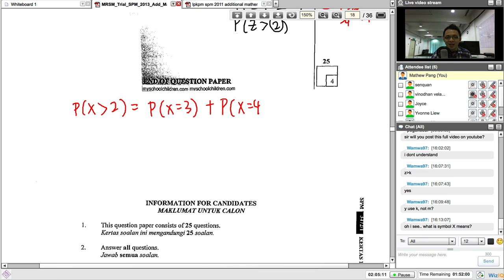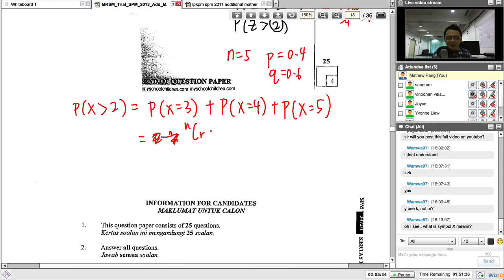Let's say until 5. It means your n equals 5, and p, the probability of happening, equals 0.4, maybe q equals 0.6. And then you change this to the formula, something like nCr p^r q^(n-r), right? You substitute in here. So x here actually means the event that will happen.